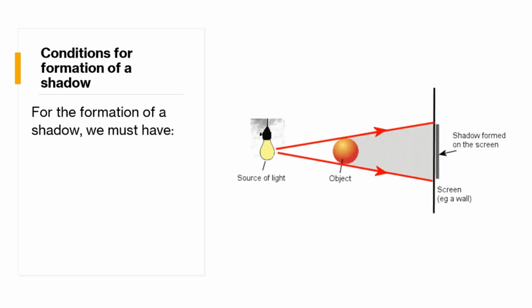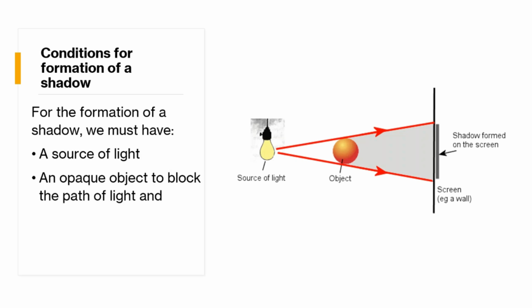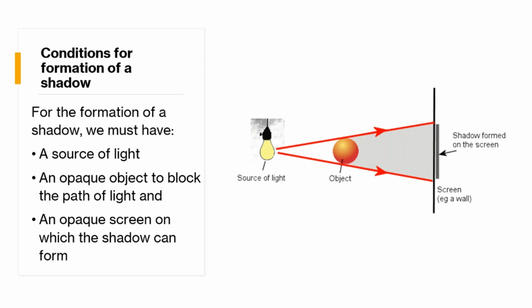For the formation of a shadow, we must have a source of light, an opaque object to block the path of light, and an opaque screen on which the shadow can form. Any surface such as cardboard, the ground, or the wall of a building can work as a screen and we can see shadows falling on them.